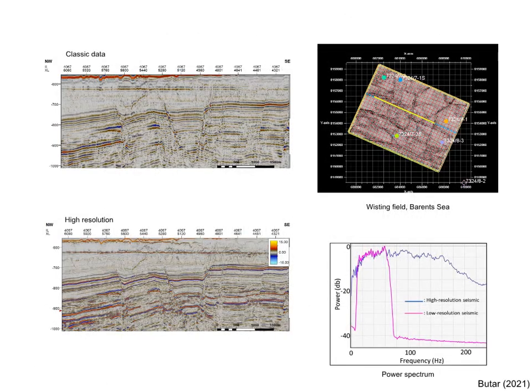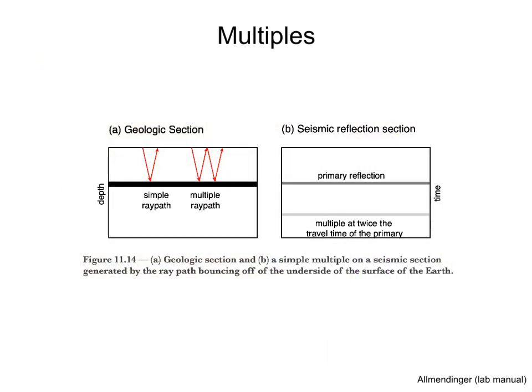This figure shows low and high resolution seismic sections from the Wisting field, southwest Barents Sea. The power spectrum indicates the frequency content of the data. The high-resolution data have much higher frequencies than the low-resolution data, and therefore it images very well thin layers and faults. The last topic I'd like to mention is multiples.